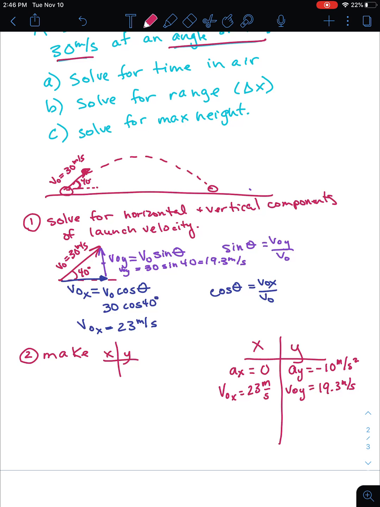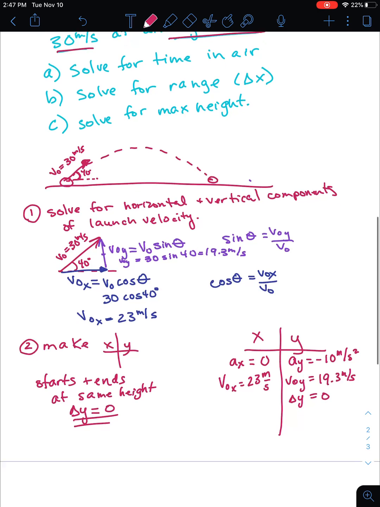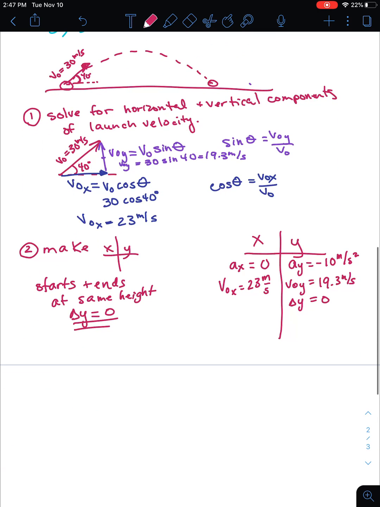But the answer is, when something starts and ends at the same height, the trick is that your delta y is equal to 0. So I need to plug in that delta y is equal to 0. Now that I know 3 pieces of information in my y direction, I can use my y information to solve for time.